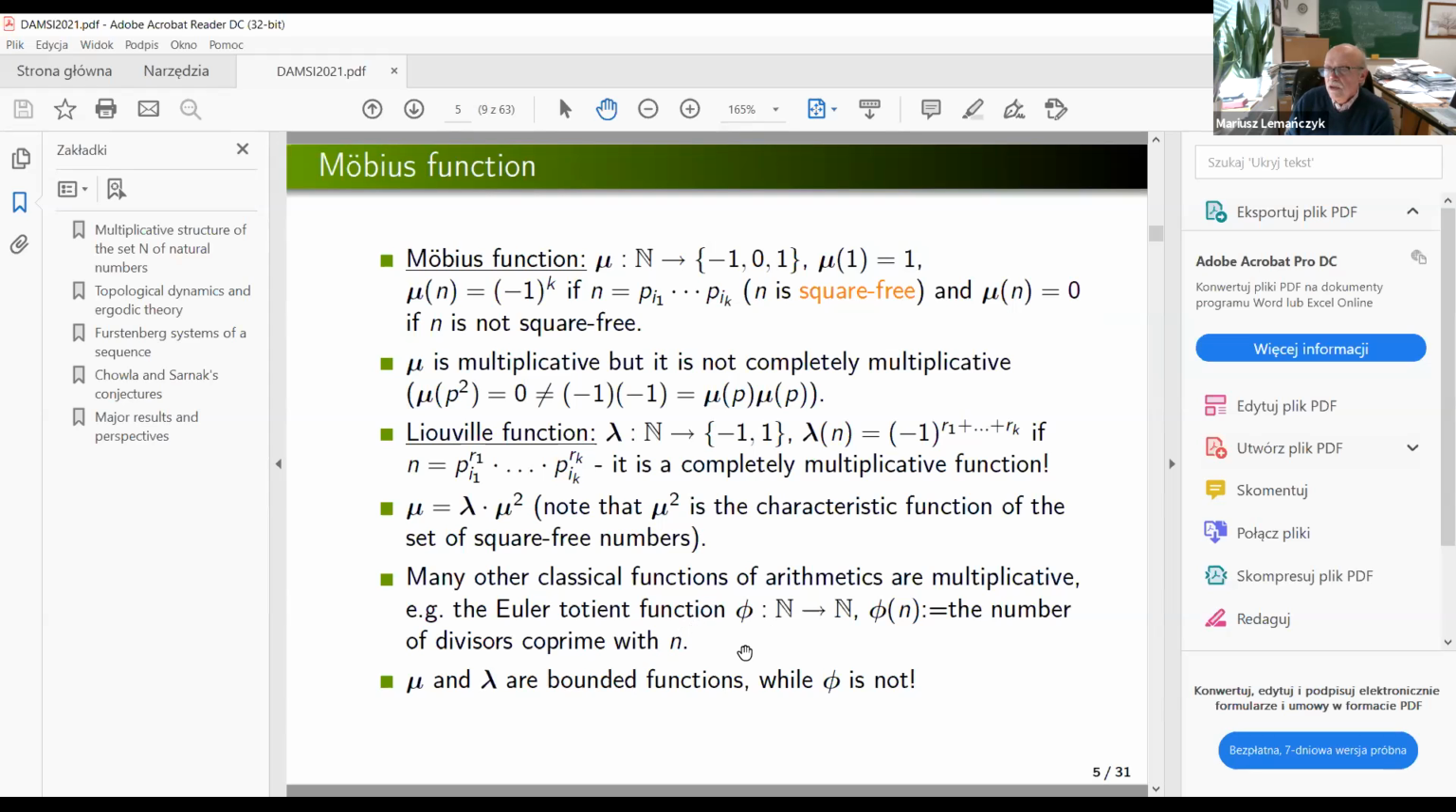I gave here as an example the Euler totient function, which is not bounded. But if you divide phi(n) over n, it is still a multiplicative function, and this one will be bounded, because it's bounded by 1. So it's very easy sometimes to transform a multiplicative function which is unbounded into a bounded function. But if the values are natural numbers, there are still an infinite number of them. Yes. Okay.